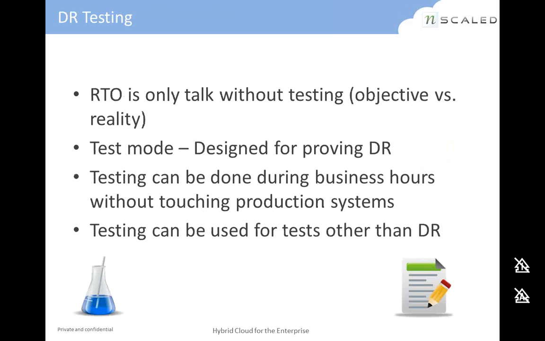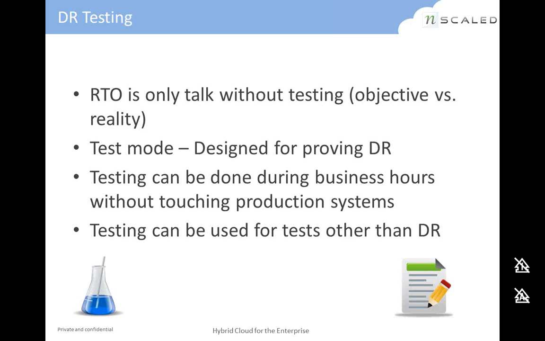So, testing. Testing is the most important part of disaster recovery. Without testing, you really don't know for sure that you can meet the objectives that have been set, that it's practically going to work, and that it's been documented. RTO is really only talk without testing. Our test mode network at nScaled is designed for testing DR.